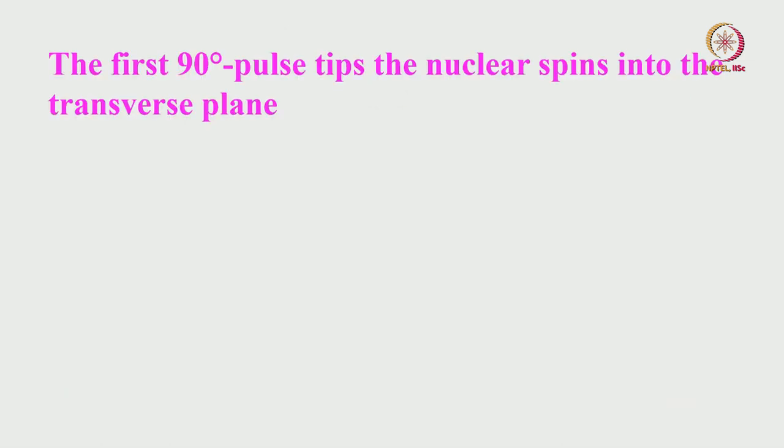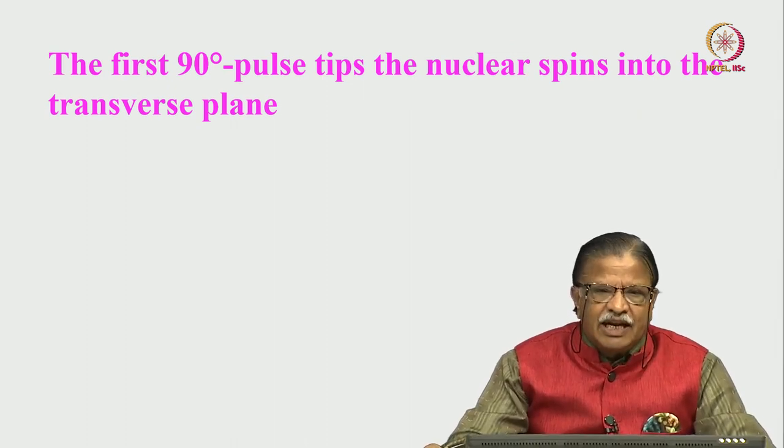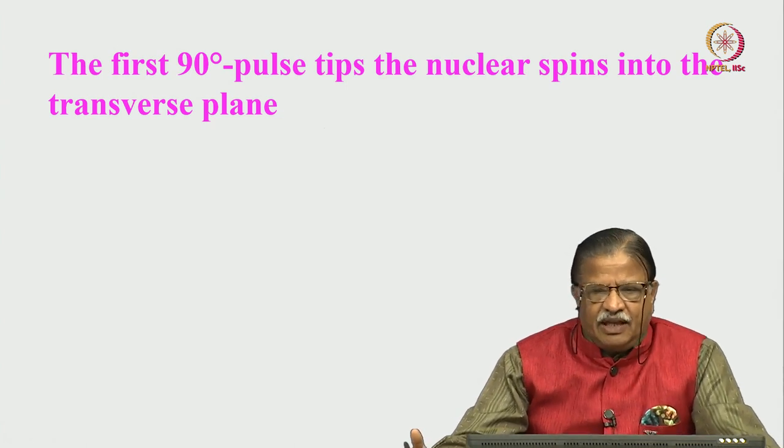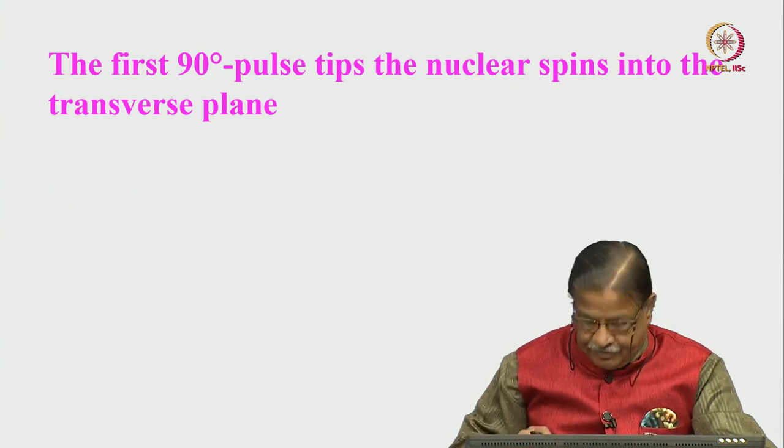And echo amplitude decays with time, of course. I will see that later. How it works is like this. First, a 90 degree pulse tips the nuclear spin into the transverse plane. That's what we have been doing. That is the basic thing of NMR. The first pulse always brings the magnetization to the XY plane, the transverse plane.